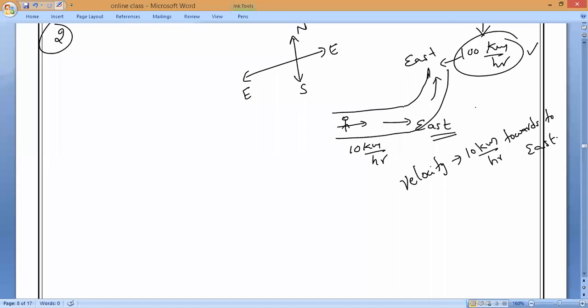North. North direction he is moving. Is it yes or no? Everybody respond. So now I can say he is moving 10 kilometer per hour towards the north, when you are traveling in a curved road.